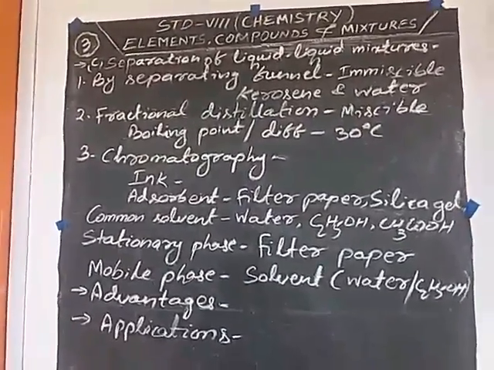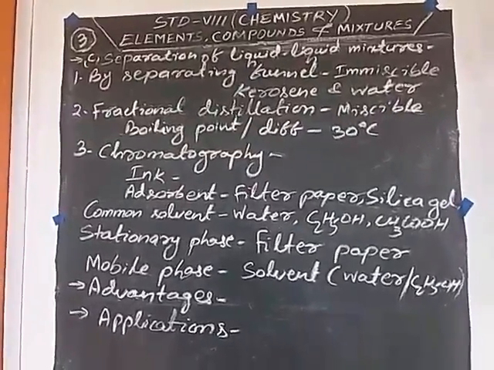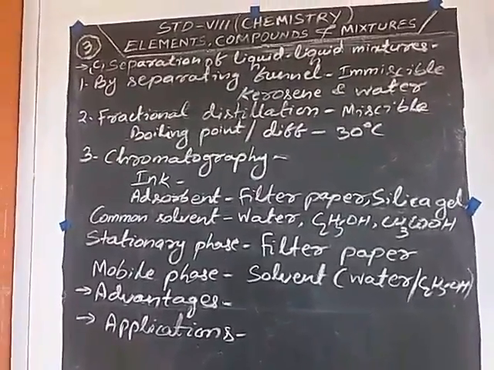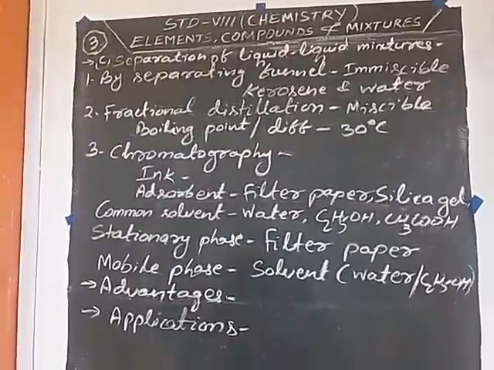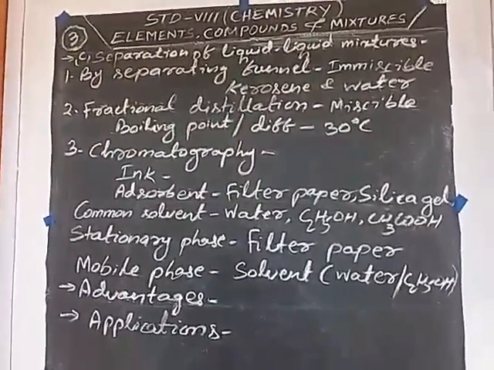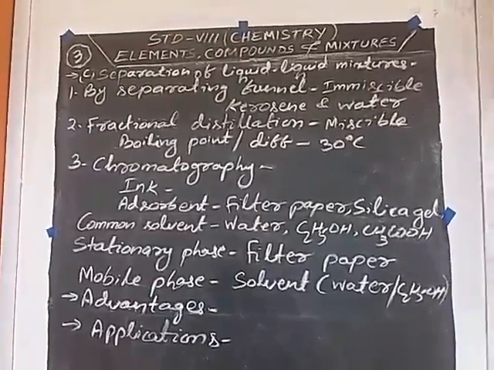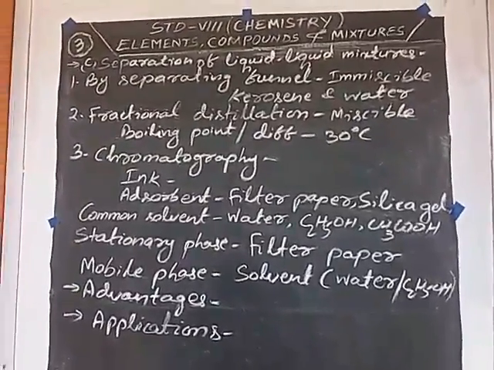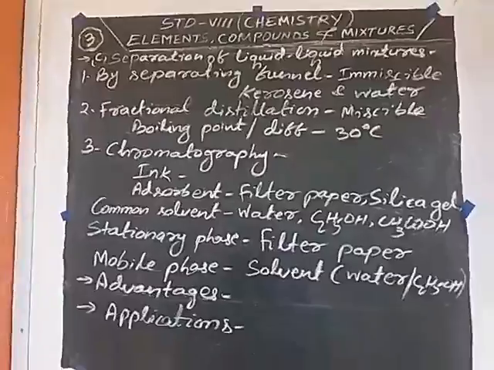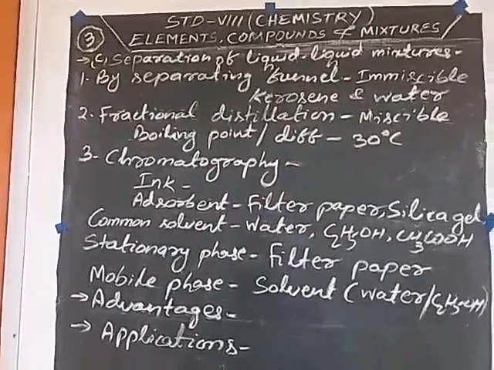Other examples are petrol, kerosene, diesel, etc., which are obtained from crude petroleum. See figure 3.10. Fractional distillation is a process which involves distillation and collection of fractions of different liquids which are boiling at different temperatures.